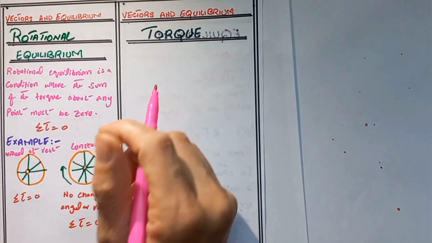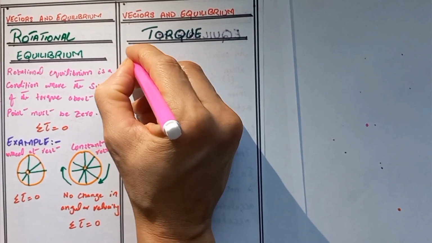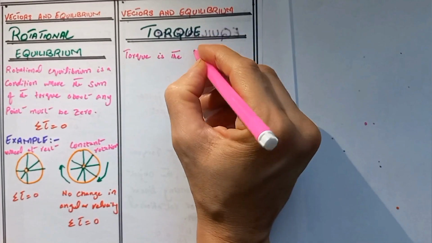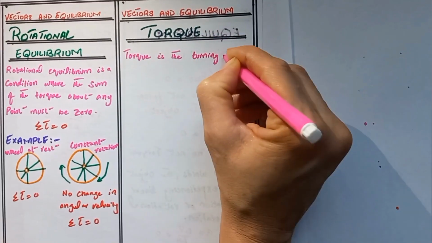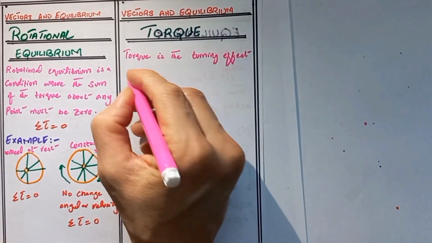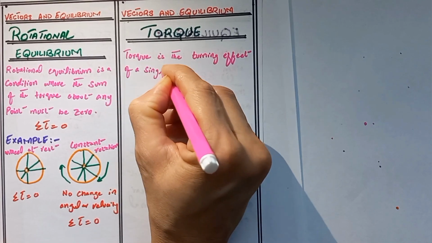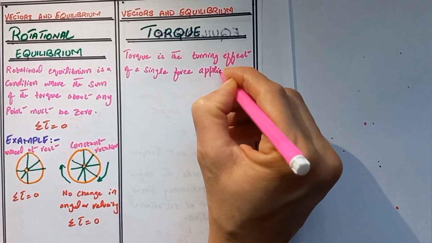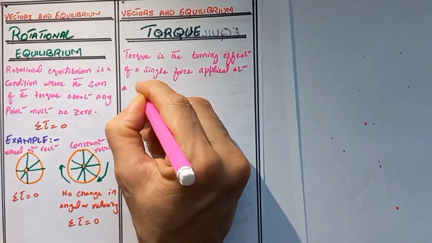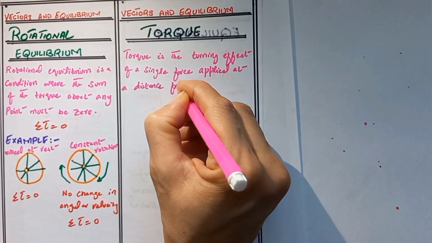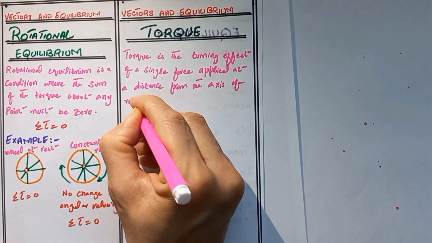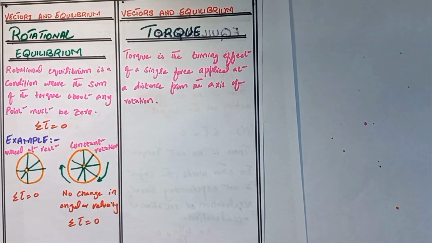Now we discuss the torque. What is the torque? Torque is the turning effect of a single force applied at a distance from the axis of rotation.